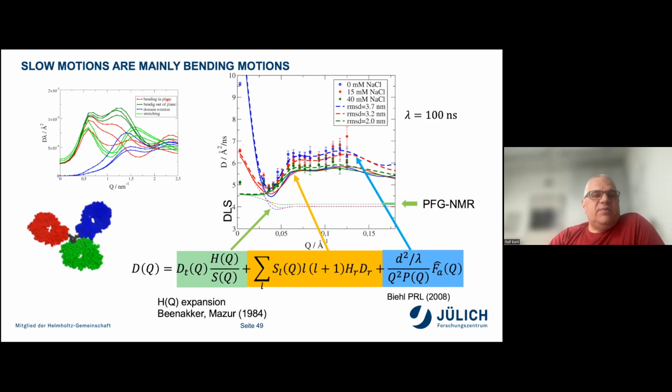The in-plane and out-of-plane bending are shown here in red and green, and they look more like the pattern that we expect from rotational diffusion. And that would lead exactly to the shift that we observe here. And that was basically the reason for using the stretching motions for the fast motions, and mainly the bending motions for these long-time motions.